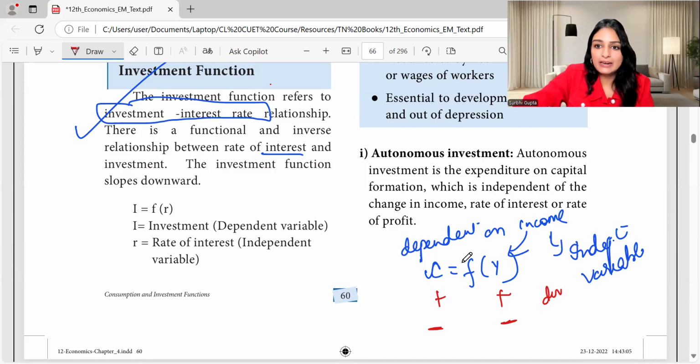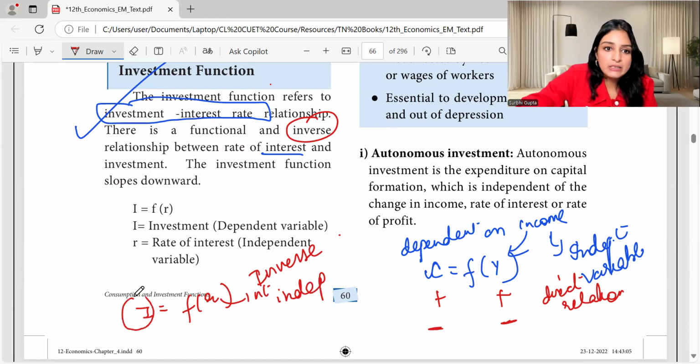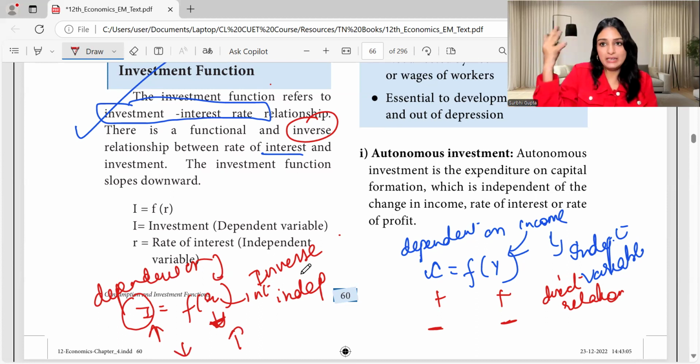So basically it was a direct relationship, right? Here, if we talk of investment as a function of interest rate, the relationship is indirect or reverse. As you can see, it's an inverse relationship. First of all, the interest rate is the independent variable and investment is the dependent variable, dependent on the interest rate, of course. If the interest rate reduces, investment increases. If it increases, investment reduces. That is what we call an inverse relationship. You understood the meaning of inverse?